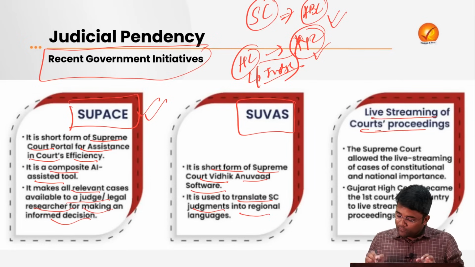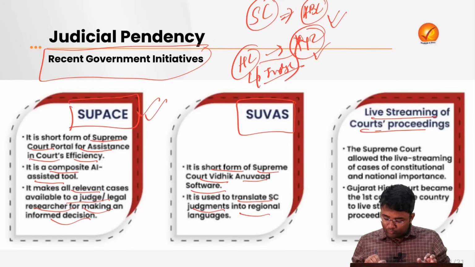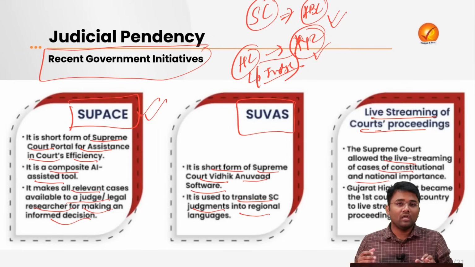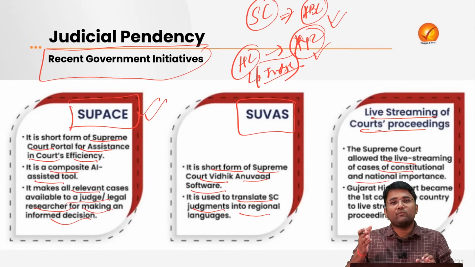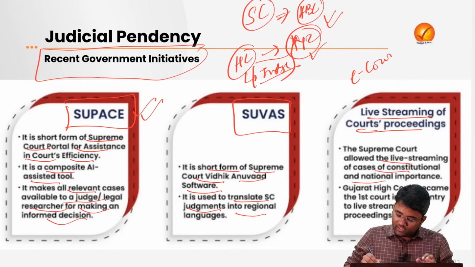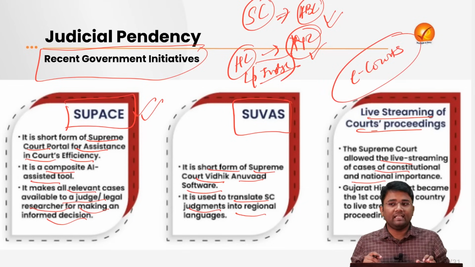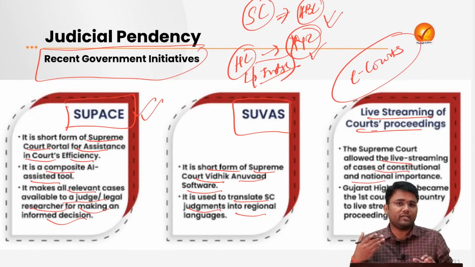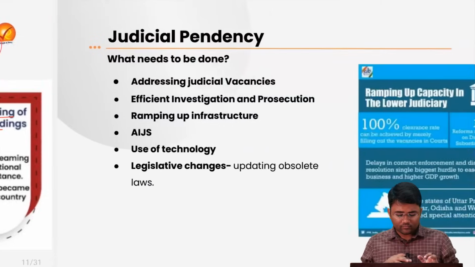Then there is live streaming of court proceedings. The Supreme Court allowed the live streaming of cases of constitutional and national importance, and several high courts have also moved in this direction, where they are following the live proceedings of different cases. Then there is one project named the e-courts project, where the government is emphasizing the interlinking of different courts, providing better internet connection, providing better technological connections, so that the pendency of cases can be reduced.